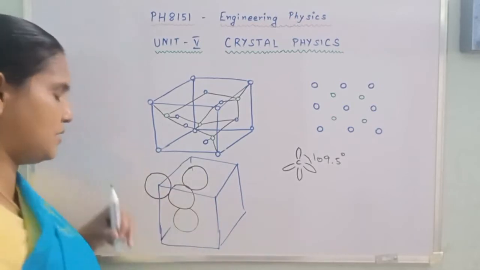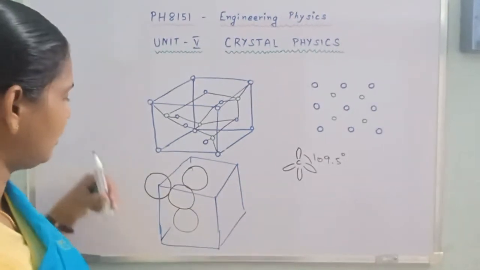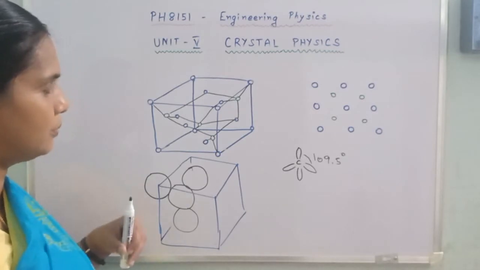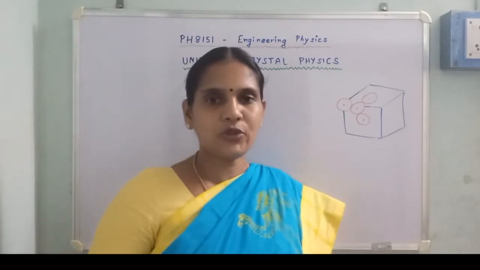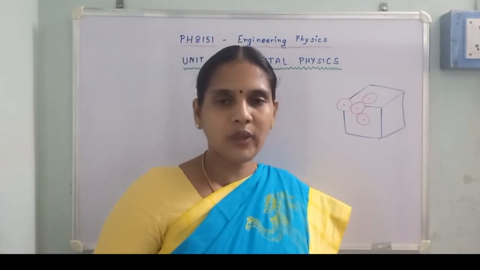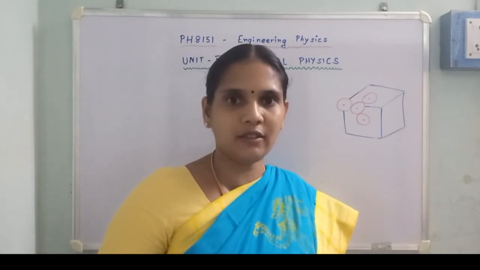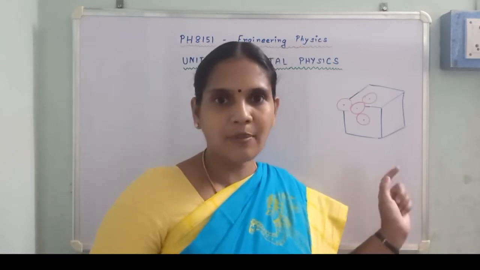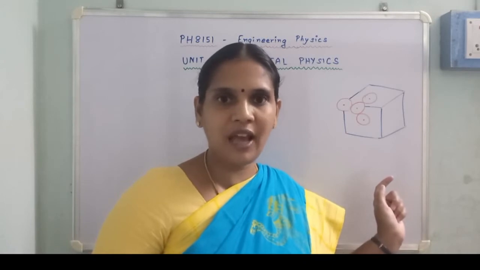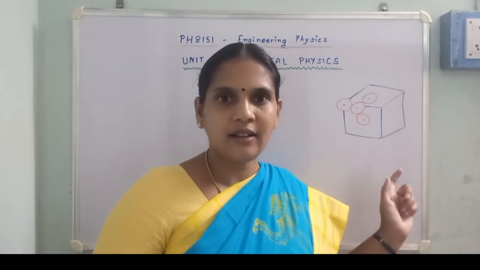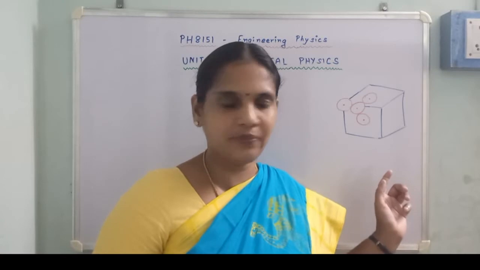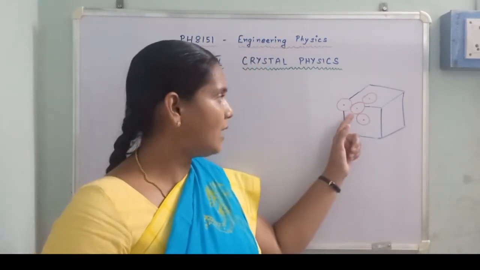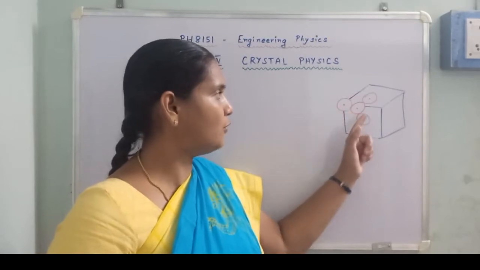Carbon atom is tetrahedrally bonded. Let us now proceed with deriving the atomic packing factor for diamond. We have seen that carbon in diamond is sp3 hybridized and it has a tetrahedral structure as shown here. So one carbon atom bonds with four others.